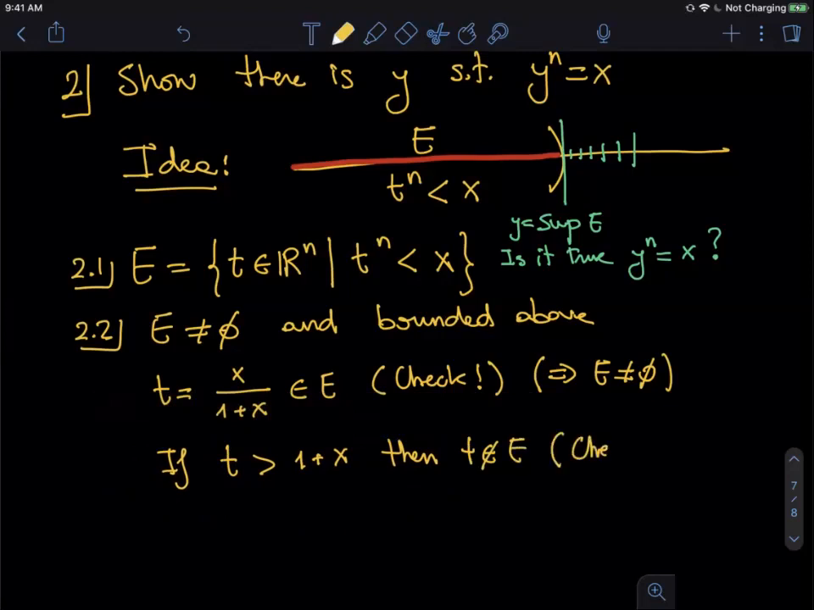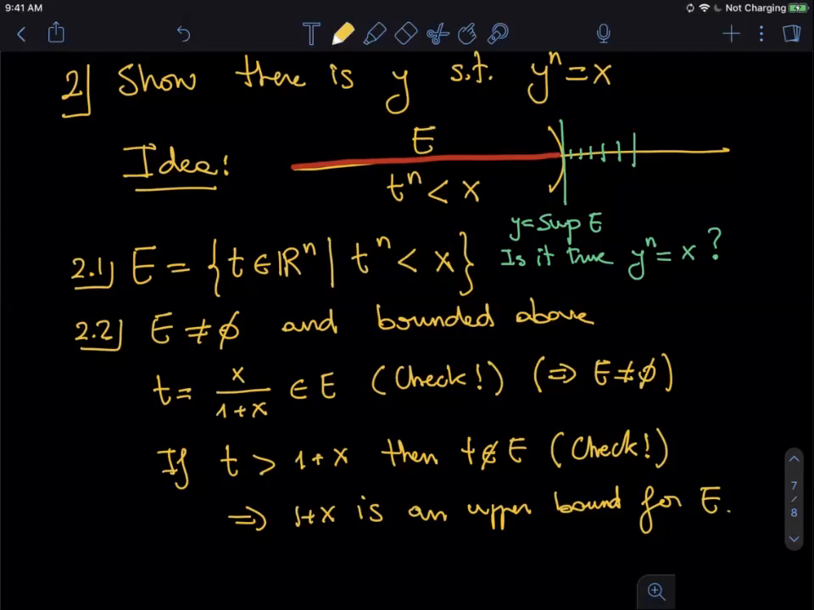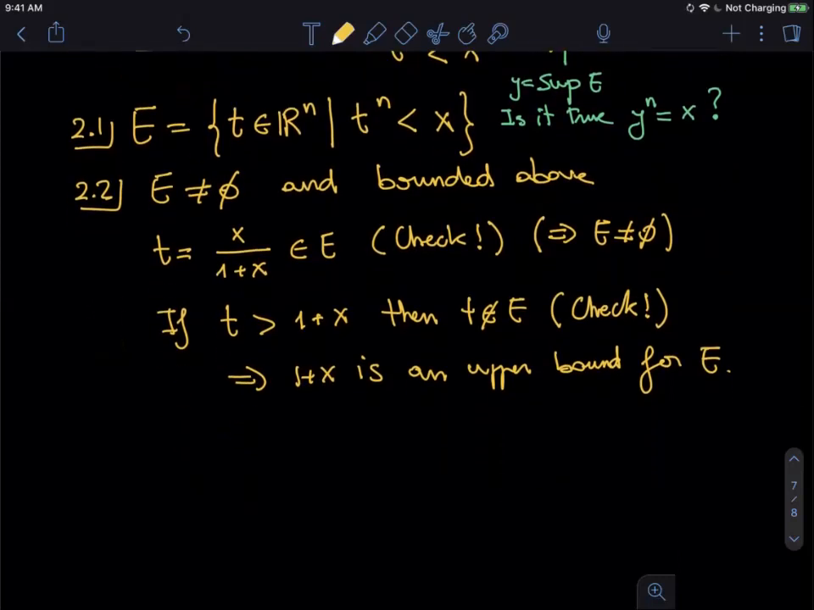Okay, and this also you check. Therefore, this means that 1 plus x is an upper bound, okay, for E, let's say. Here again you need to use, because x is positive, 1 plus x is bigger than 1. And what happens when we raise a number bigger than 1 to power n, okay? That's the line of thought you need to follow.